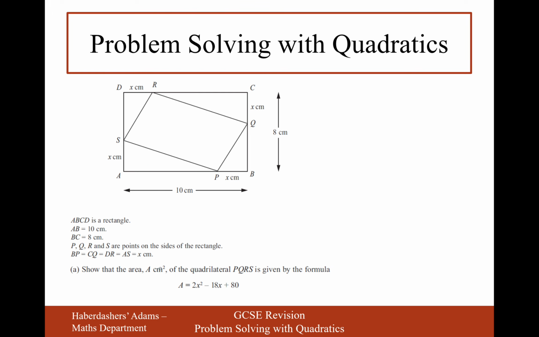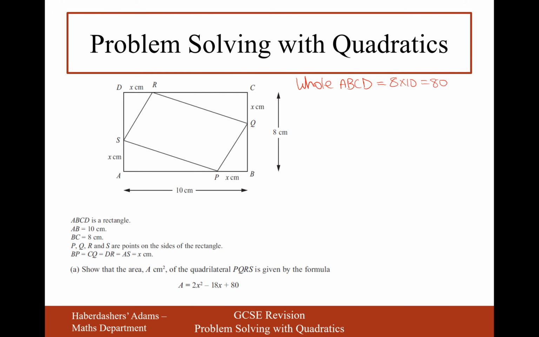Okay, so show that the area A centimeters squared of the quadrilateral PQRS is given by the formula 2x squared minus 18x plus 80. So that's the area of this quadrilateral inside here. I think probably what the best thing to do would be to work out the area of the whole thing and then take away the triangles that are on the outside. So the whole rectangle, the whole ABCD rectangle, is 10 times 8. That's 80.